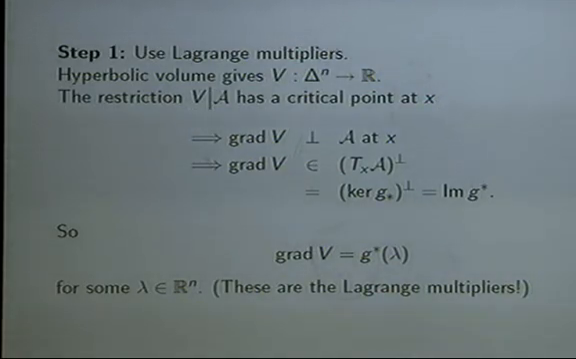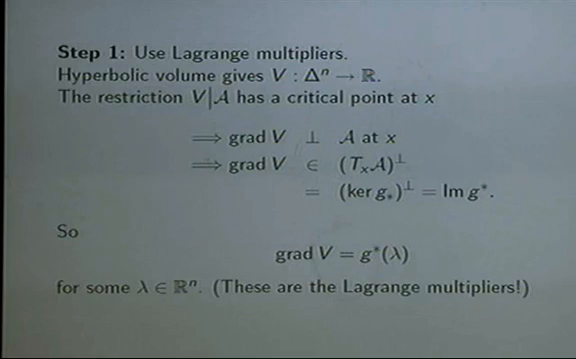Okay, so the question is, how do you write this condition? Well, having a critical point on this subspace A is equivalent to saying that the gradient of this function v is perpendicular to A at x. So this is like the usual Lagrange multipliers argument. What does that mean in our case? Well, that means that the gradient belongs to the orthogonal complement of the tangent space to A at this point.